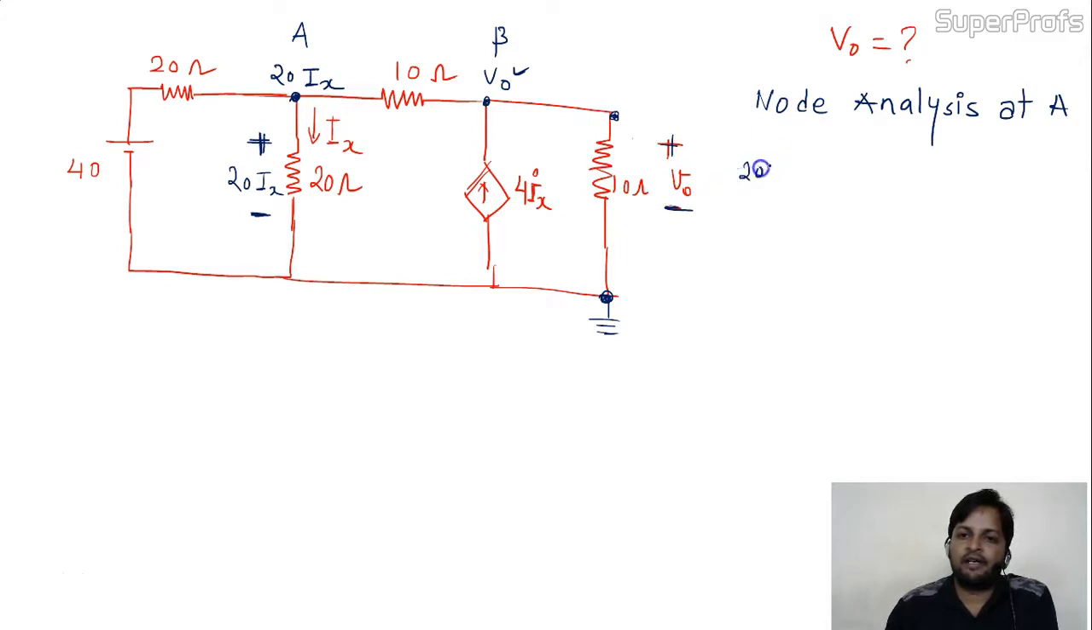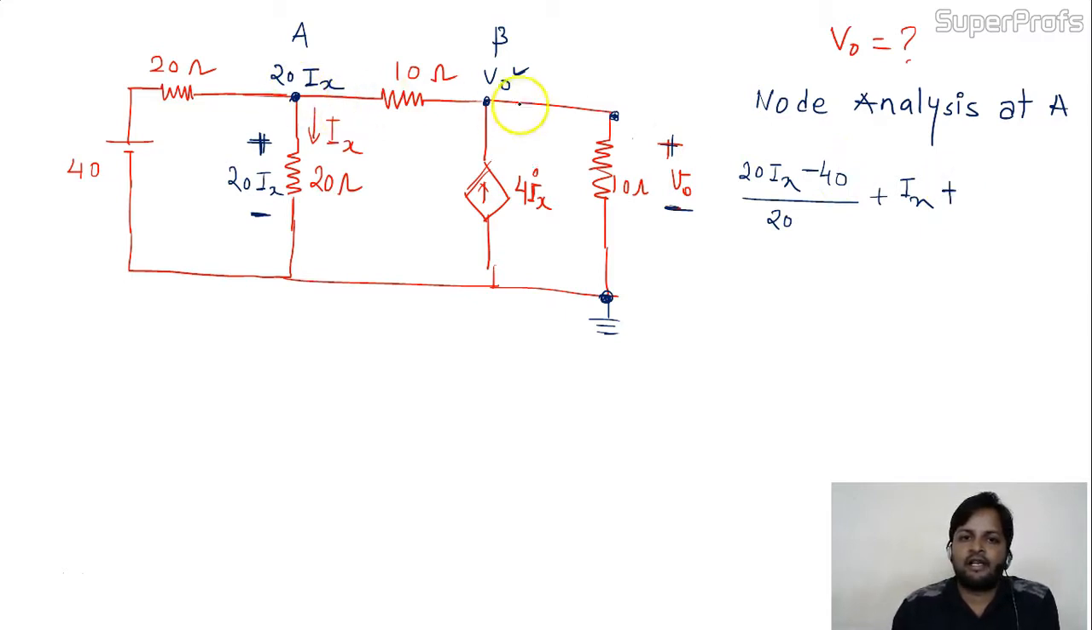What is the voltage? 20 Ix. This is the voltage here, minus 40, divided by 20. Okay, fine. What about this? Ix is the outgoing current. Take it directly. Ix outgoing current is given directly. You can take 20 Ix by 20. Again you are getting Ix only.